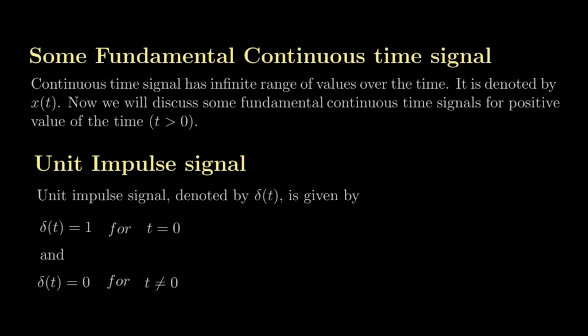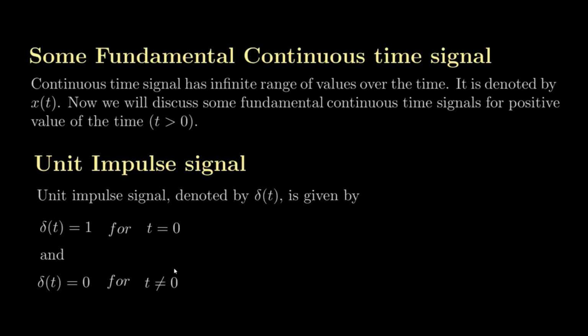The unit impulse signal is one of the most commonly used and important signals in signal processing. Mathematically, it is denoted by delta of t and is defined as follows: delta of t equals 1 when t is equal to 0, and 0 when t is not equal to 0. This means that the impulse signal exists only at a single point in time, when t equals 0, and has 0 magnitude everywhere else, whether t is positive or negative.